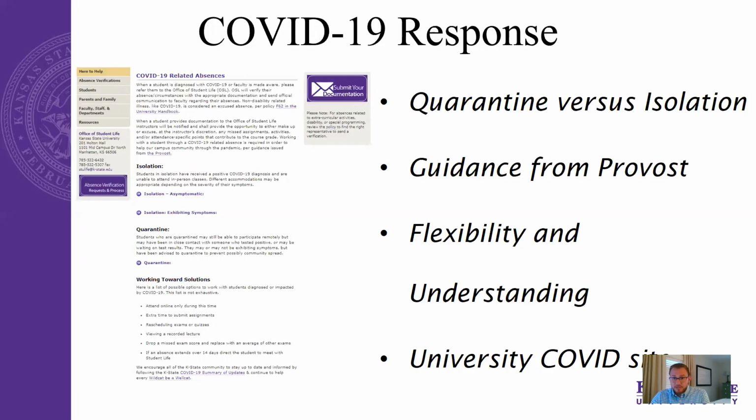A student that's quarantining is healthy, but may have been exposed to the virus. In the online environment, they very well can continue on in your class. A student who's isolating and asymptomatic, same deal as quarantine, may be healthy enough to continue working in your class.